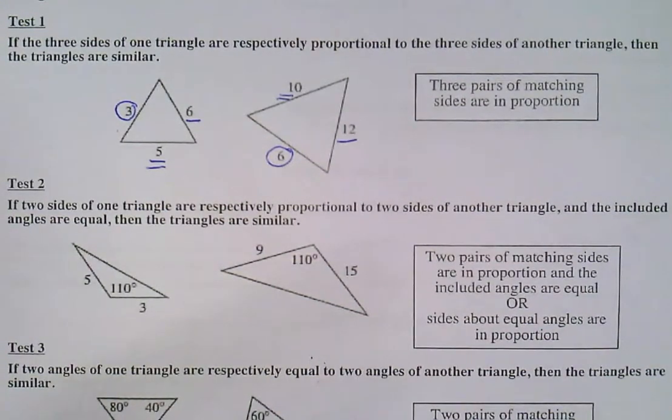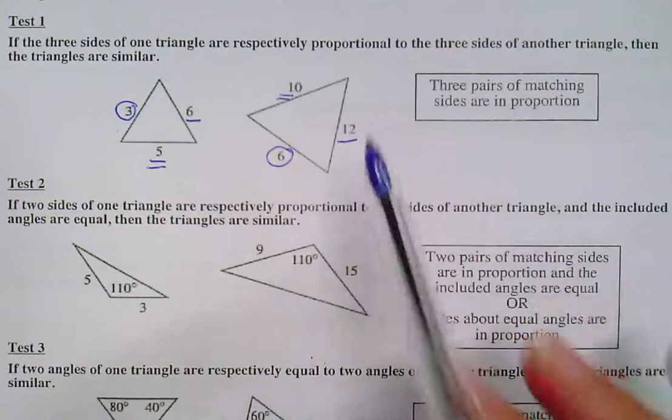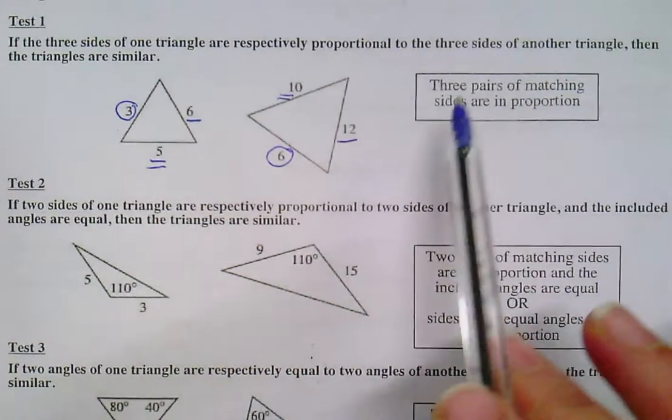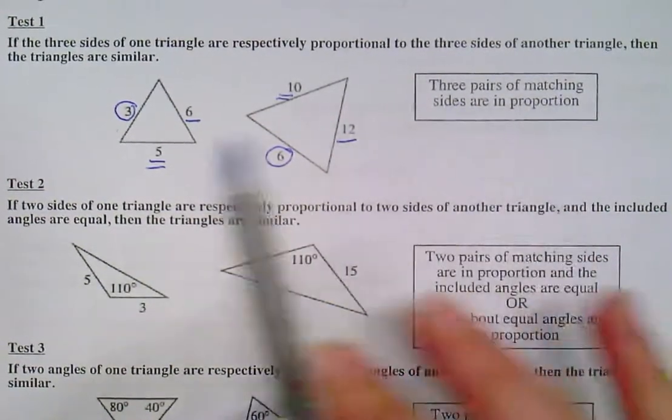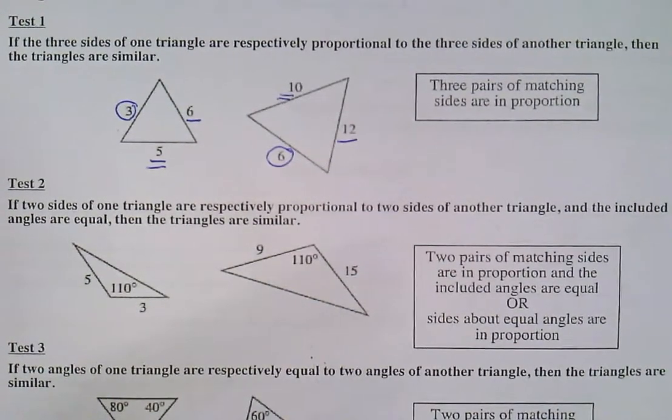They're double the size. Do you see that? So the reason when we do a proof, it will be 3 pairs of matching sides are in proportion. That's what we write instead of SSS. We do not write SSS. We write 3 pairs of matching sides are in proportion or in the same ratio.